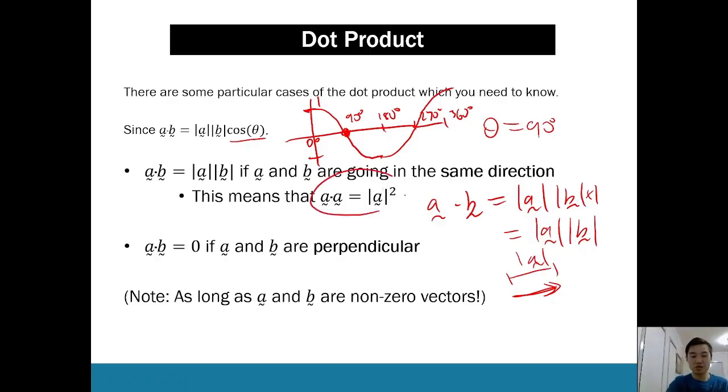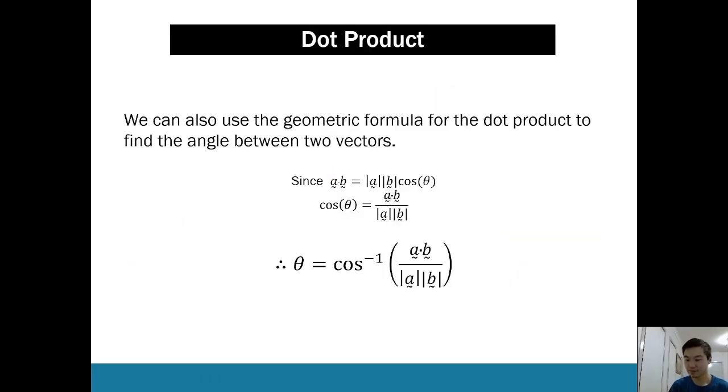So these two results are super important. You use them a lot in geometric proofs and any questions here in vectors. So make sure you know these results. The dot product of a vector with itself is just the magnitude of that vector squared. And the dot product of two vectors will be 0 if those two vectors are perpendicular.